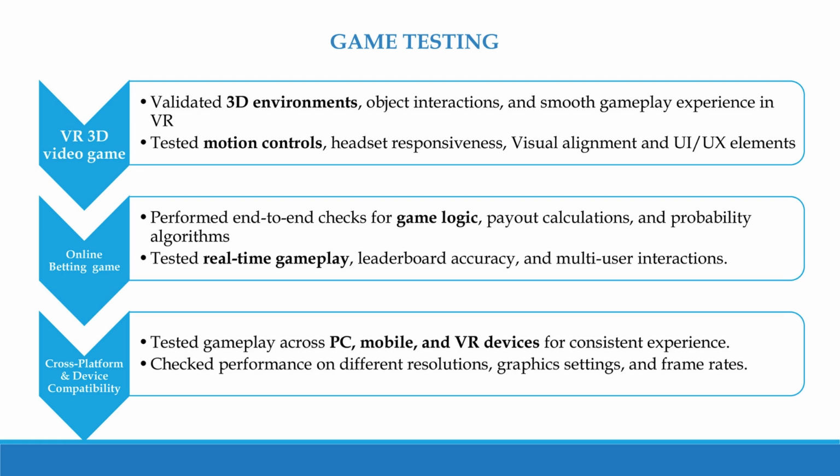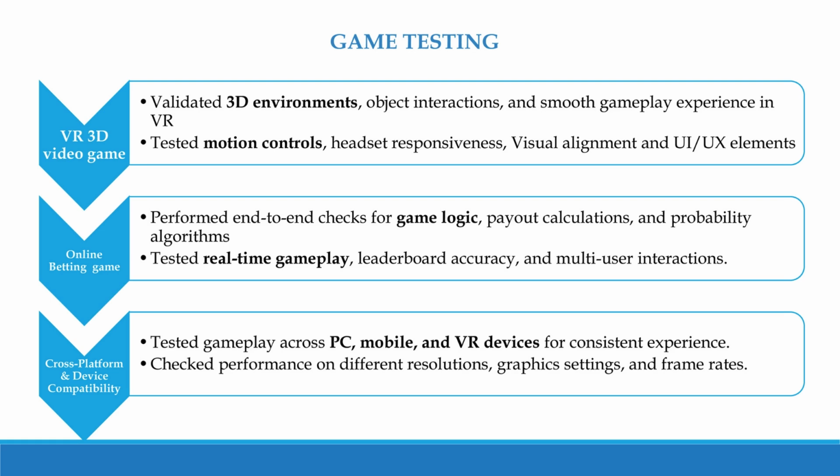It's a very risky factor. We have to check the performance and accuracy from end to end, like game logic and payout calculations, in real-time gameplay, and also when multiple users interact within a certain time period. Not only performance and accuracy, we also have to check whether the app works across platforms and what the device compatibility is. A user may use a PC, a mobile, or VR devices, which have to match the criteria under different performance settings like resolutions, graphic settings, and frame rates. The user has to get a perfect gameplay experience.